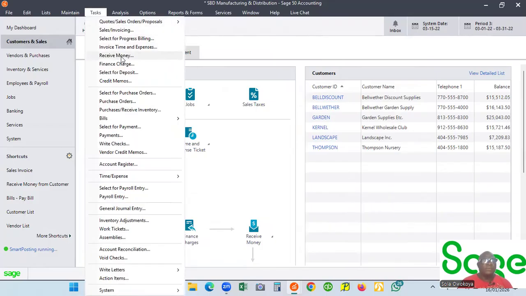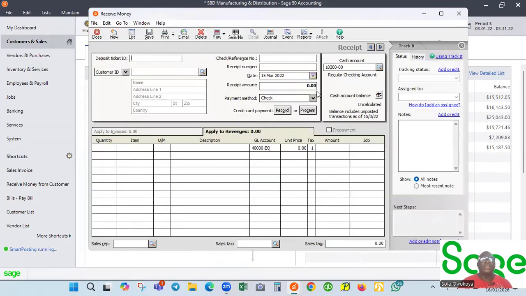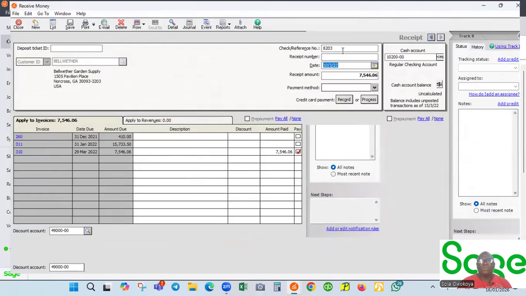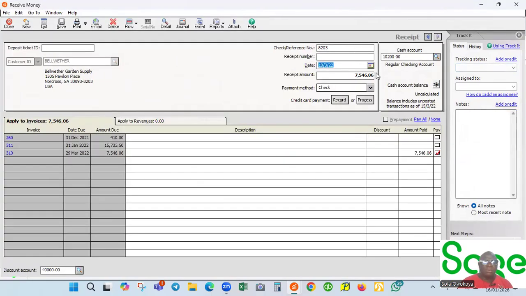Also, you can use Sage 50 to track your receipts, the money that you collected from your customer that is going to your bank account. This will enable you to track the money that you are taking to your bank. The money that the bank is keeping for you, you can track it from your office using the receipt window, customers and sales module to do all of this.